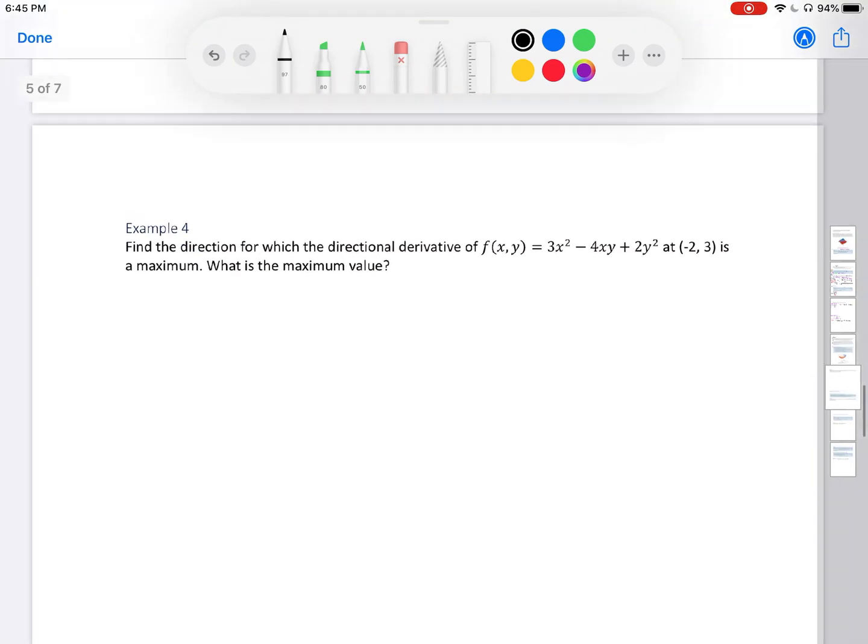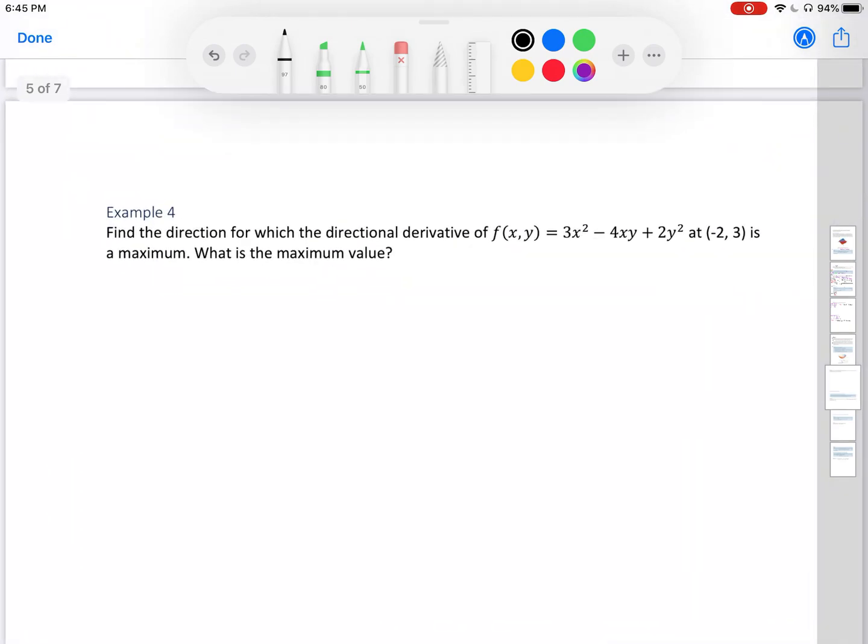Let's do example 4. Find the direction for which the directional derivative of f of x comma y equals 3x squared minus 4xy plus 2y squared at -2 comma 3 is a maximum. What is the minimum value? All right, so let's begin by finding those partial derivatives.